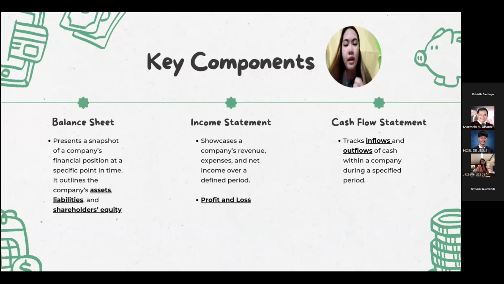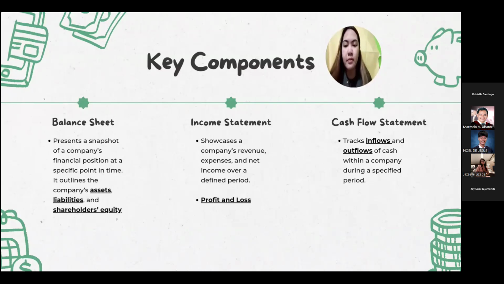So in the balance sheet, we have the formula: assets equals liabilities plus owner's equity. For the income statement, it showcases a company's revenues, expenses, and net income over a period of profit and losses. Revenues are the total earned from selling their goods and services, while expenses are incurred to generate the revenue, like operating expenses.